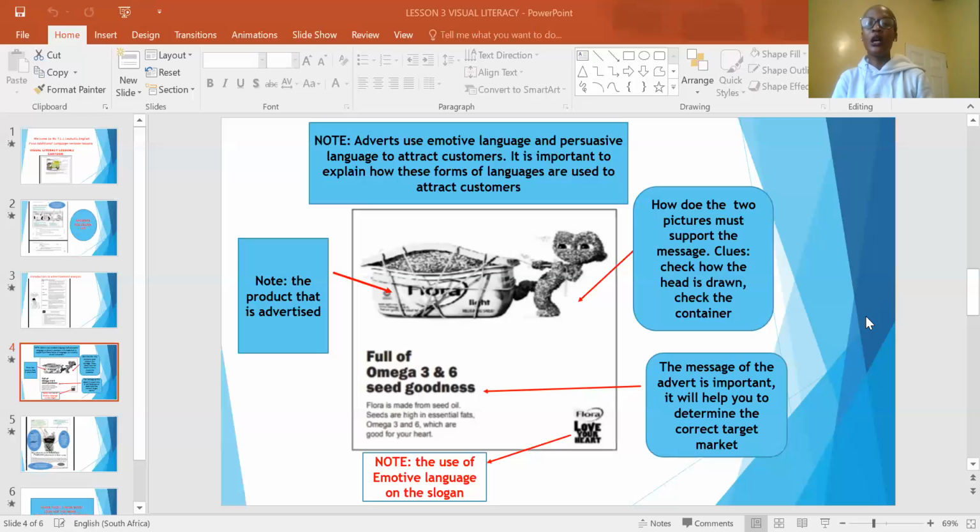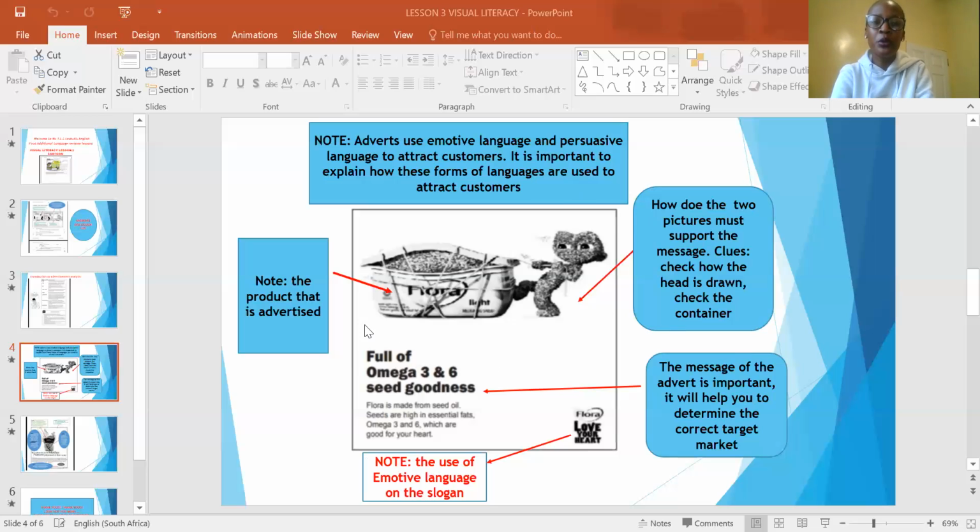And then again, when an advertiser includes information such as website addresses, email, the sole purpose of doing that is for you as a customer to inquire. If you need to inquire further about the product that is being advertised, you can use those channels of communication to reach out to the advertised product or service. Now, with that said, again, I'm going to use this advert that you see here to unpack it for you, to show you how to unpack an advert when you see it in the question paper.